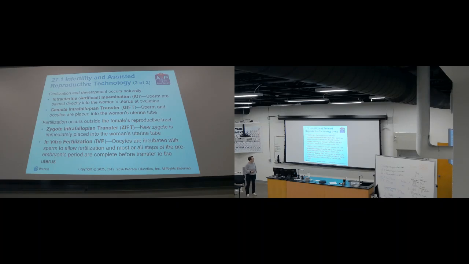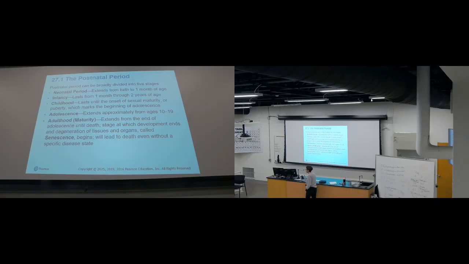And then you have zygote intrafallopian transfer. In this case it will be a transfer of a zygote into the woman's uterine tube. And in vitro fertilization, or IVF, in this case the oocytes are incubated together with the sperm in test tubes, and then you allow this fertilization to happen. You select specific zygotes, and then you have the transfer of this into the female reproductive tract.